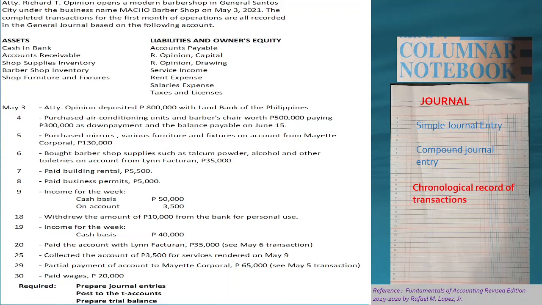This is our problem. We have here Attorney Opinion who opened a modern barber shop with the business name Macho Barber Shop on May 3, 2021. We're also given here one month of completed transactions with the chart of accounts, or the list of account titles. Please take note that if you're given this, all you have to do is analyze the transactions and determine the appropriate account title to be used in recording such transactions in our books of accounts. So let us analyze our first transaction dated May 3.